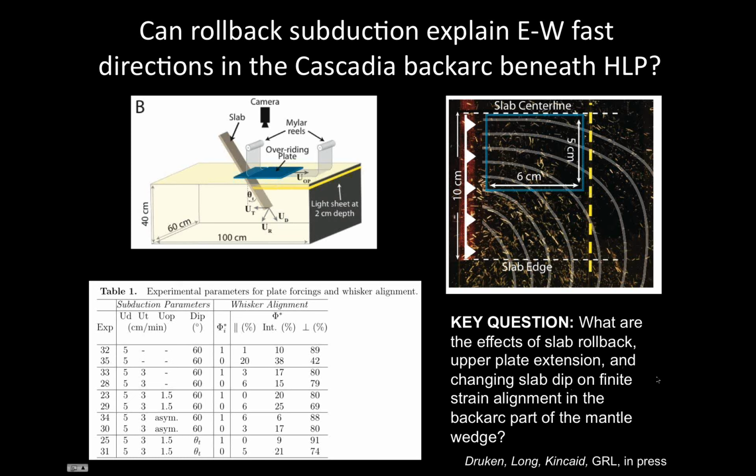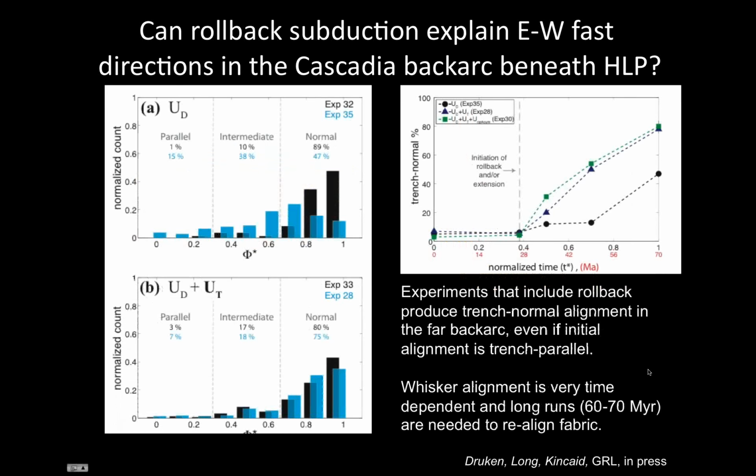So the question we're asking in this series of experiments is, what are the effects of the competing effects of slab rollback, upper plate extension, down dip motion, and changing slab dip on the finite strain alignment that we would expect to see in the far back arc part of the mantle wedge.